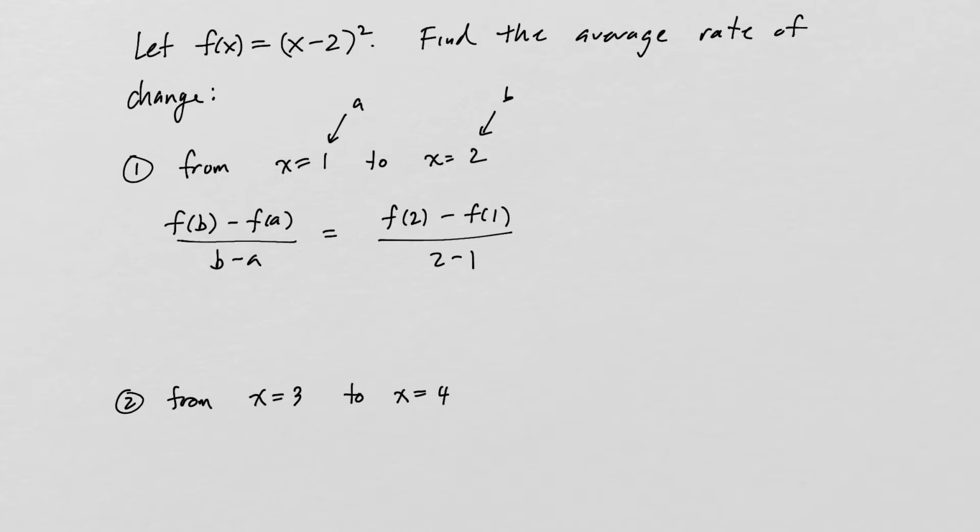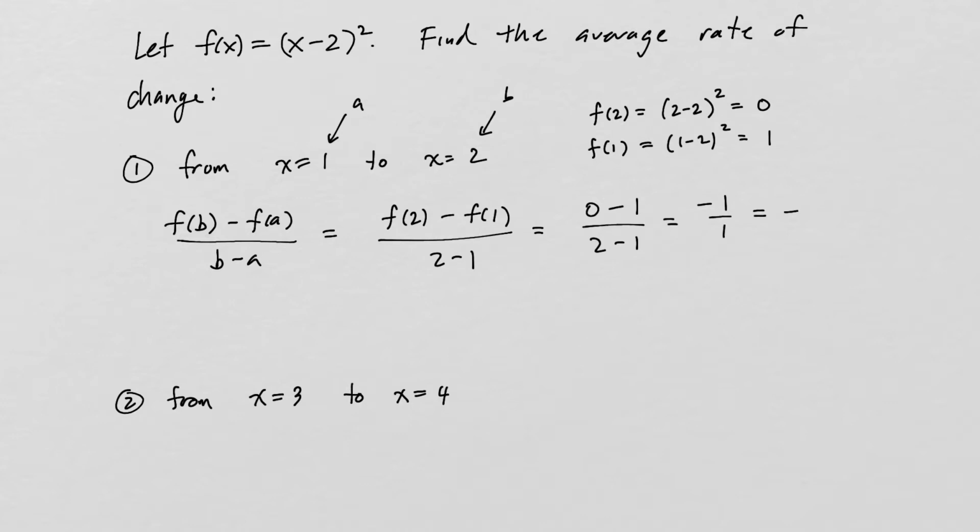And then we have to go ahead and compute those function values. So f of 2, we're going to plug 2 into the function. That gives us 2 minus 2 squared, which is 0. And f of 1 is equal to 1 minus 2 squared, and this is equal to 1. So f of 2 minus f of 1 is 0 minus 1, and then divided by 2 minus 1, and this is negative 1 divided by 1, which is negative 1.